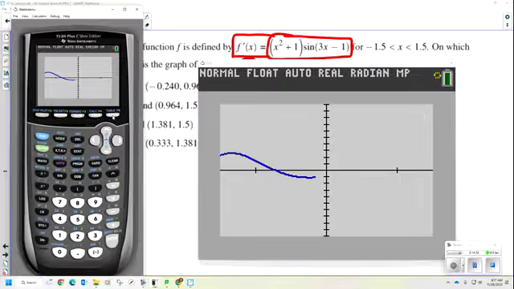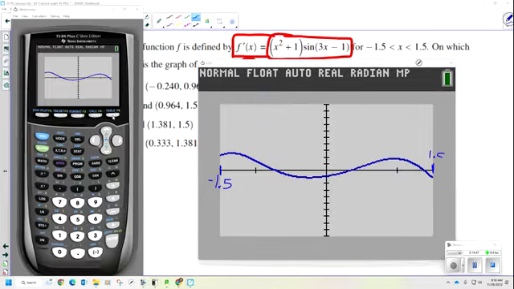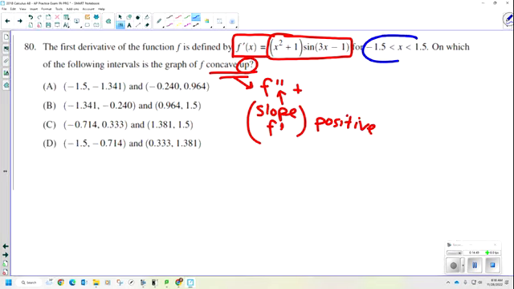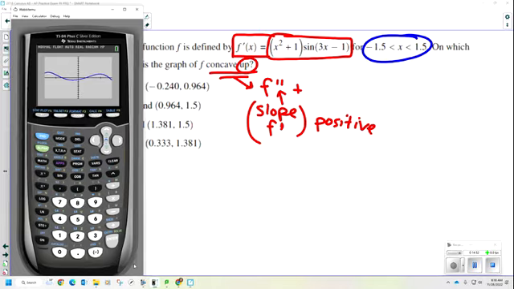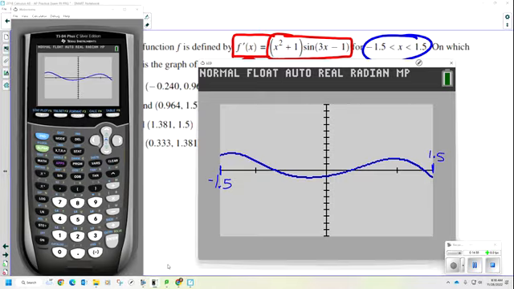Now, I don't care about anything outside going left and right, anything that's more left than negative 1.5. Right here is negative 1.5, and right here is positive 1.5. I don't care about anything else. So I guess what I'm going to have to do, I guess I know.